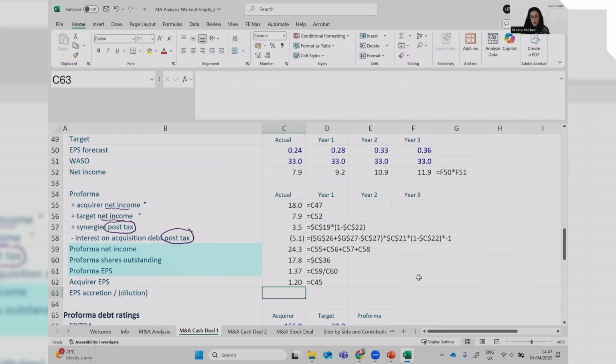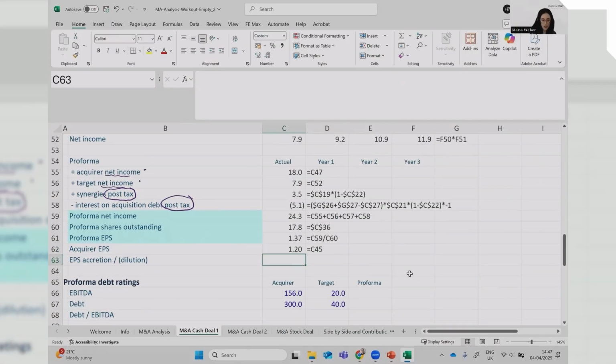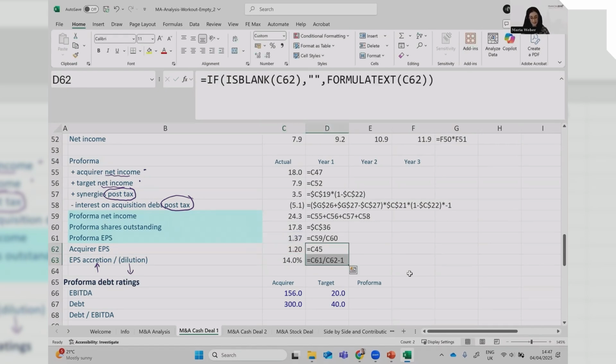And I want to see what's the difference. Is there accretion, which I hope to see, which is an increase in the earnings per share, or is there dilution, a decrease in the earnings per share? I take EPS after the deal, pro forma, divided by EPS before the deal, or if there's no deal, and I subtract 1 because I just want the percentage change on top of the 100%. And that gives me a 14% increase.